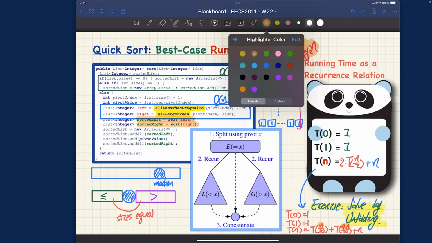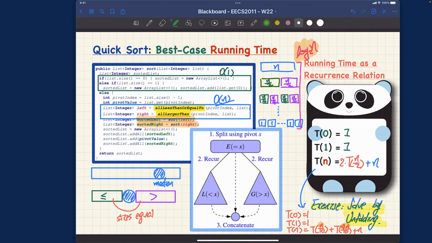Right, let me just highlight it. So this part over here, exercise number 2. Exercise number 1 was over here, and also you got exercise number 2. Okay, let's now go back.